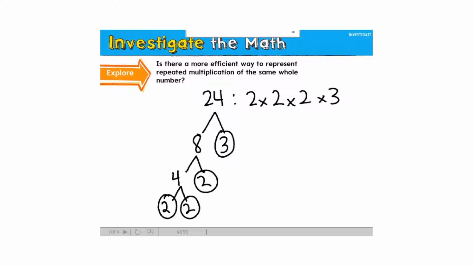Now, this one's different than the other ones we've done so far because this one has 3 numbers that are the same and 1 number that's different. But it doesn't really change what we've been doing. How many 2's do we have? 3. So my base is 2 and my exponent is 3 because there's 3 of them. But then I can't forget about that little 3 there too. And the 3 doesn't have an exponent because it's not repeated. So if the number is not repeated, it doesn't have an exponent. Okay? Angelina.